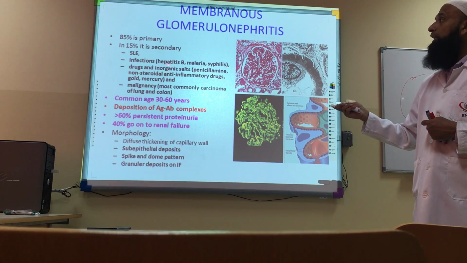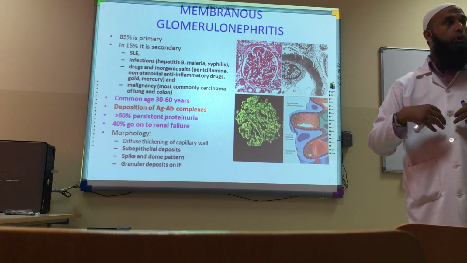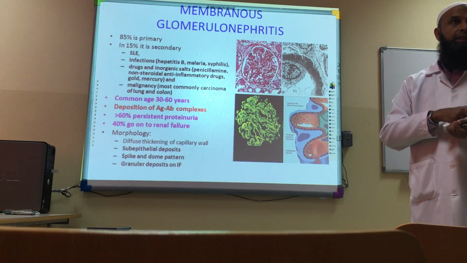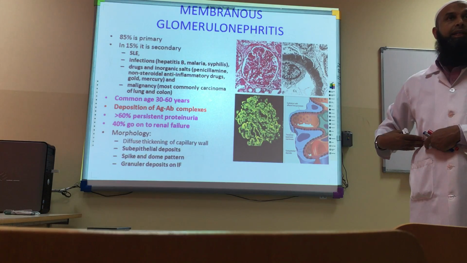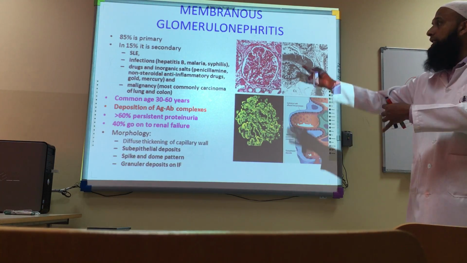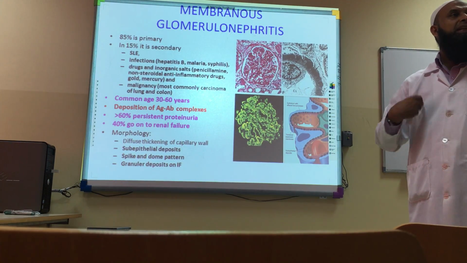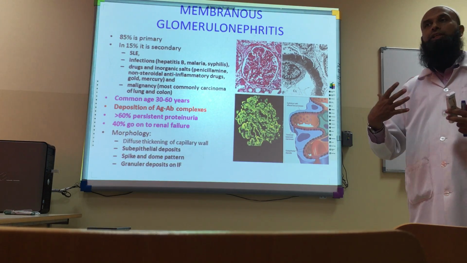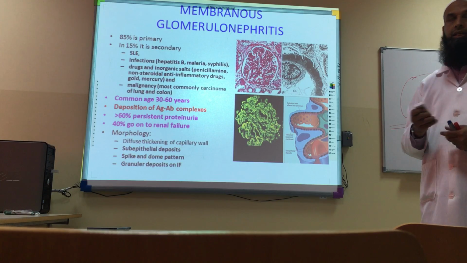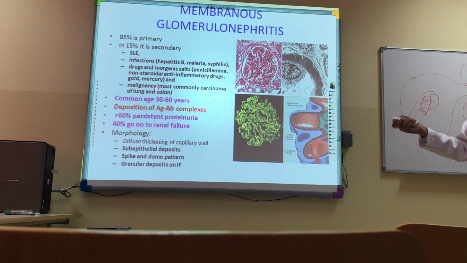Then people who have inorganic salts, for example gold, or they inject mercury. Previously in some jails they used to inject mercury into the blood, which causes severe renal failure, and ultimately a patient is having edema and a lot of problems. So there is no physical injury, but the patient is damaged from inside because of this. Malignancies, sometimes cancers, for example of lung and colon, can also cause glomerulitis, which is called membranous.